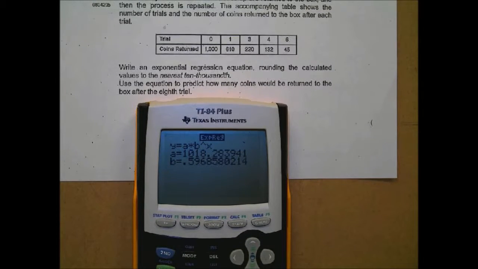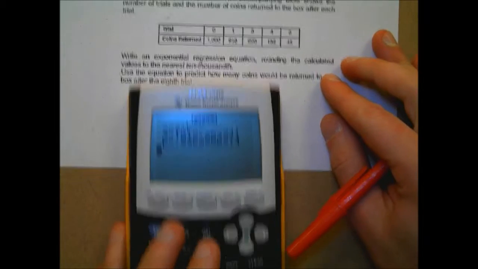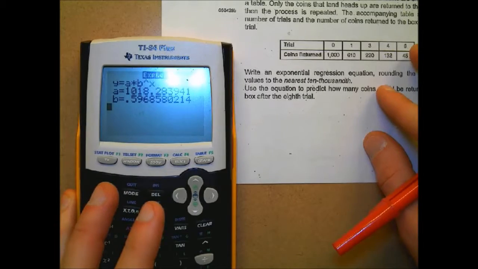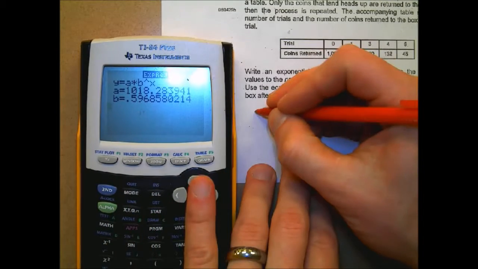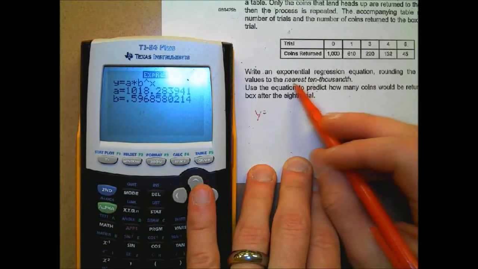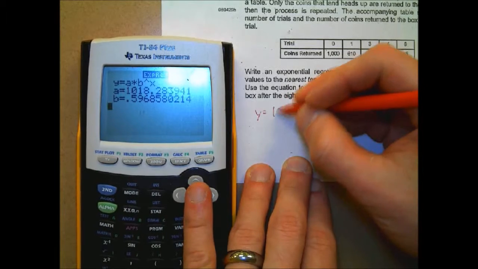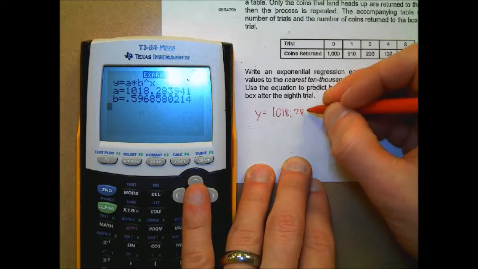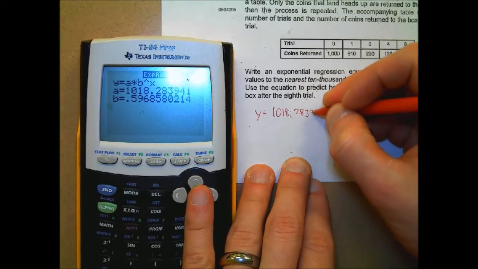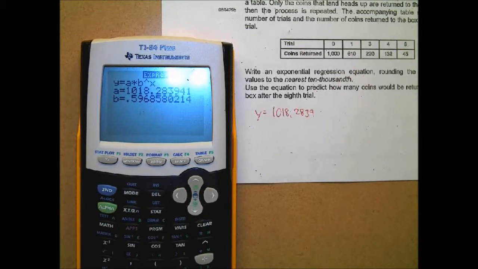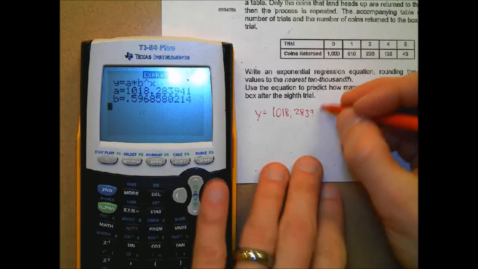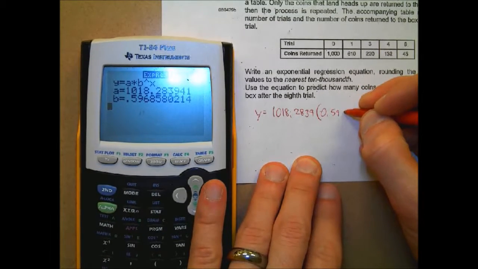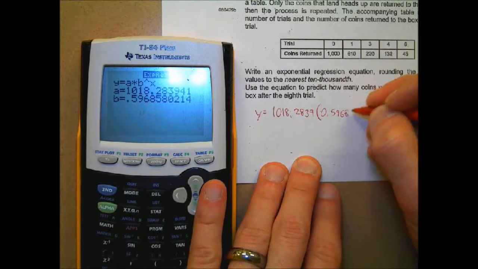Okay, there's my equation. Can you see it? Sorry, bad lighting. Okay, here we go. Y equals, now it says round to the nearest 10,000th. So that means I'm going to do 1018 point. So there's tens, hundreds, thousands, 10,000s. Okay, so I have to do 4 decimal places there. And then times tens, hundreds, thousands, 10,000s.